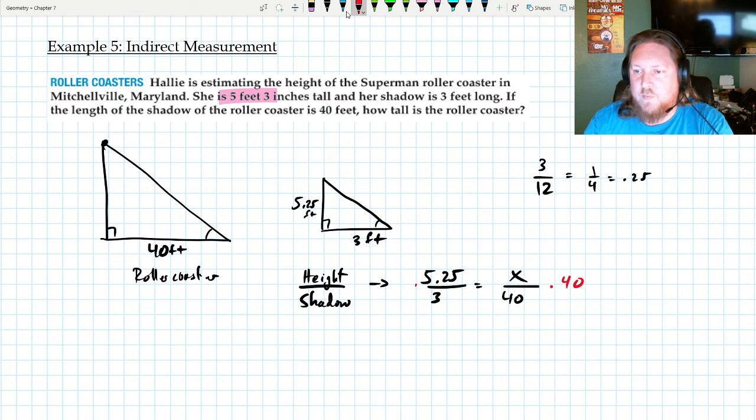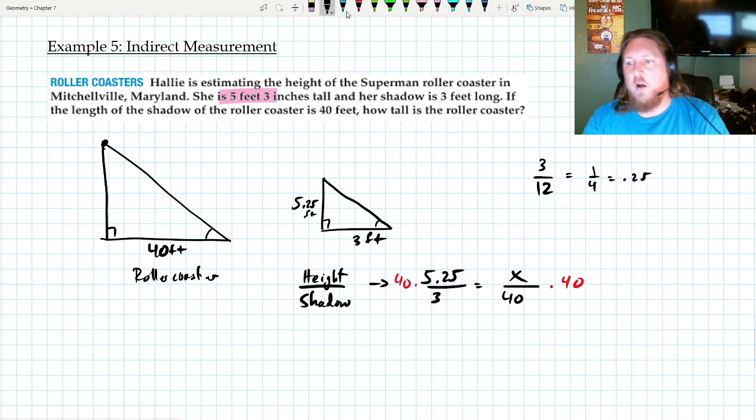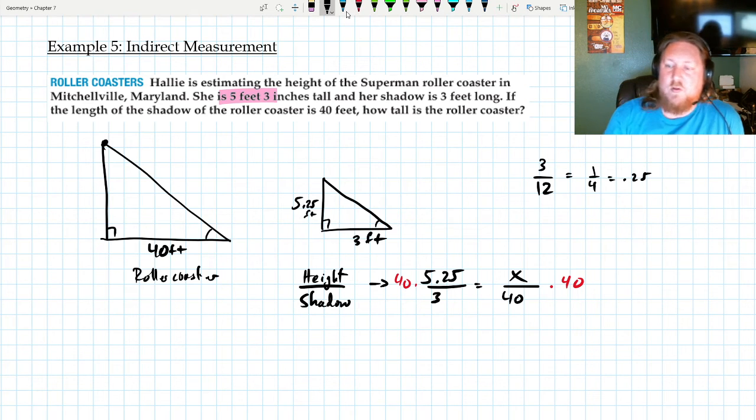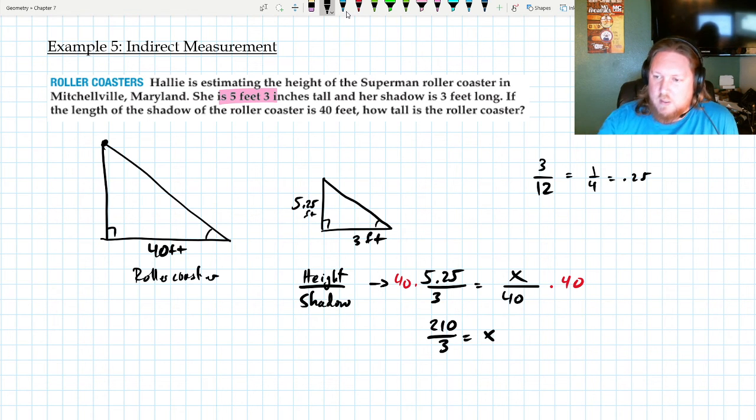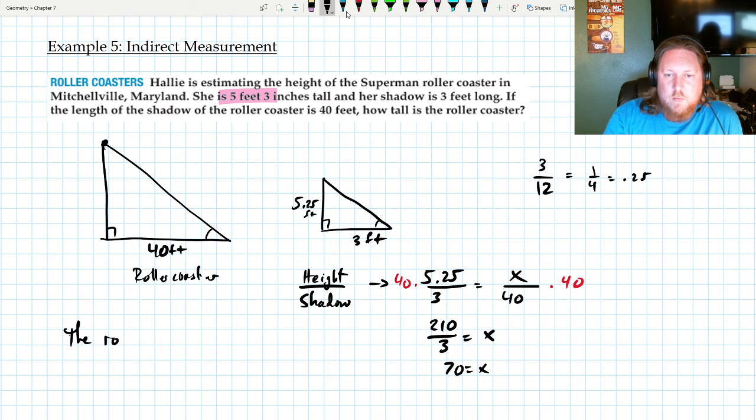But pretty easy to solve this proportion now. Multiply both sides by 40. 40 times 5.25 is going to be 110, I think. 40 times 5.25. Oh, 210. 210 divided by 3. Oh, wait a second. I know 21 divided by 3 is 7, so 210 divided by 3 has got to be 70. So the roller coaster is 70 feet tall.